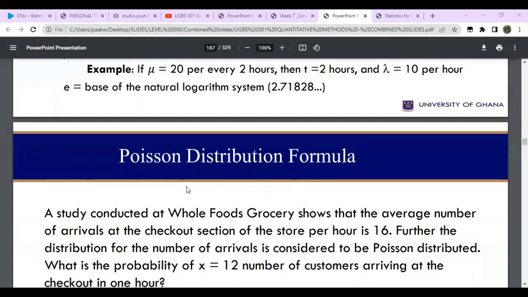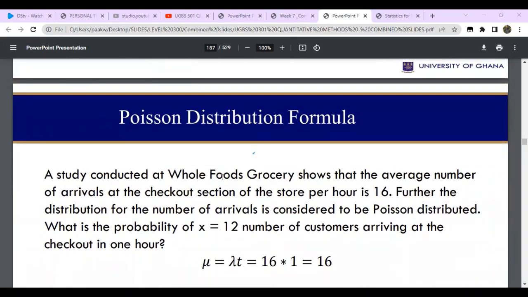So we are saying a study conducted at Whole Foods grocery shows that the average number of arrivals at the checkout section of the store per hour is what? 16. So this becomes our average expected number, which is lambda. Further, the distribution for the number of arrivals is considered to be Poisson distributed. What is the probability of X? So X here is what? 12. You get it? X here is 12, the number of customers arriving at the checkout in 1 hour. So our t becomes what? 1 hour. You get it?